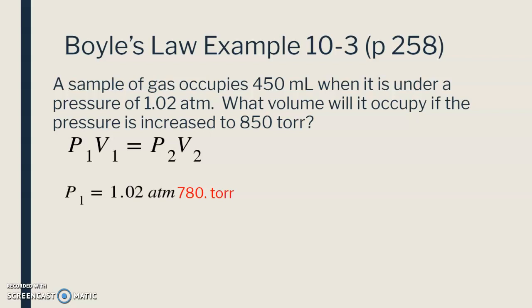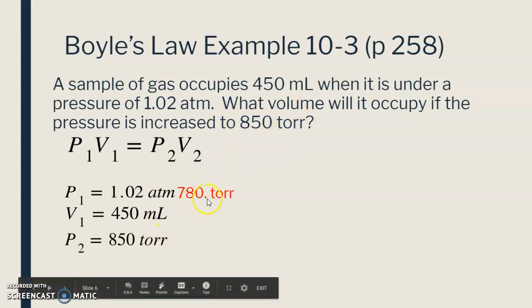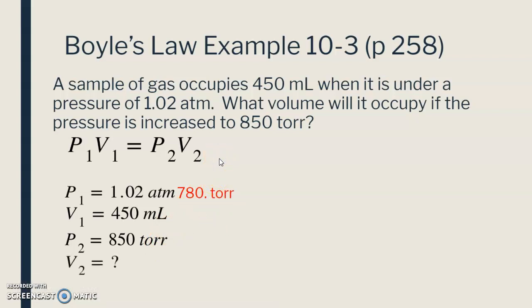And again, you can always ask questions. My initial volume is taken from right here, 450 milliliters of that gas. My final pressure is 850 torr, and again, because I've converted that to torr, I'm good to go. And then my final volume, that's the thing that I don't know. That's the thing that I have to figure out. Now, I like to rearrange my equations and then plug in my numbers. If you like to plug in your numbers into the equation and then rearrange it, that is entirely up to you, whatever works best for you. But for me, I went ahead and rearranged my equation first, all right?